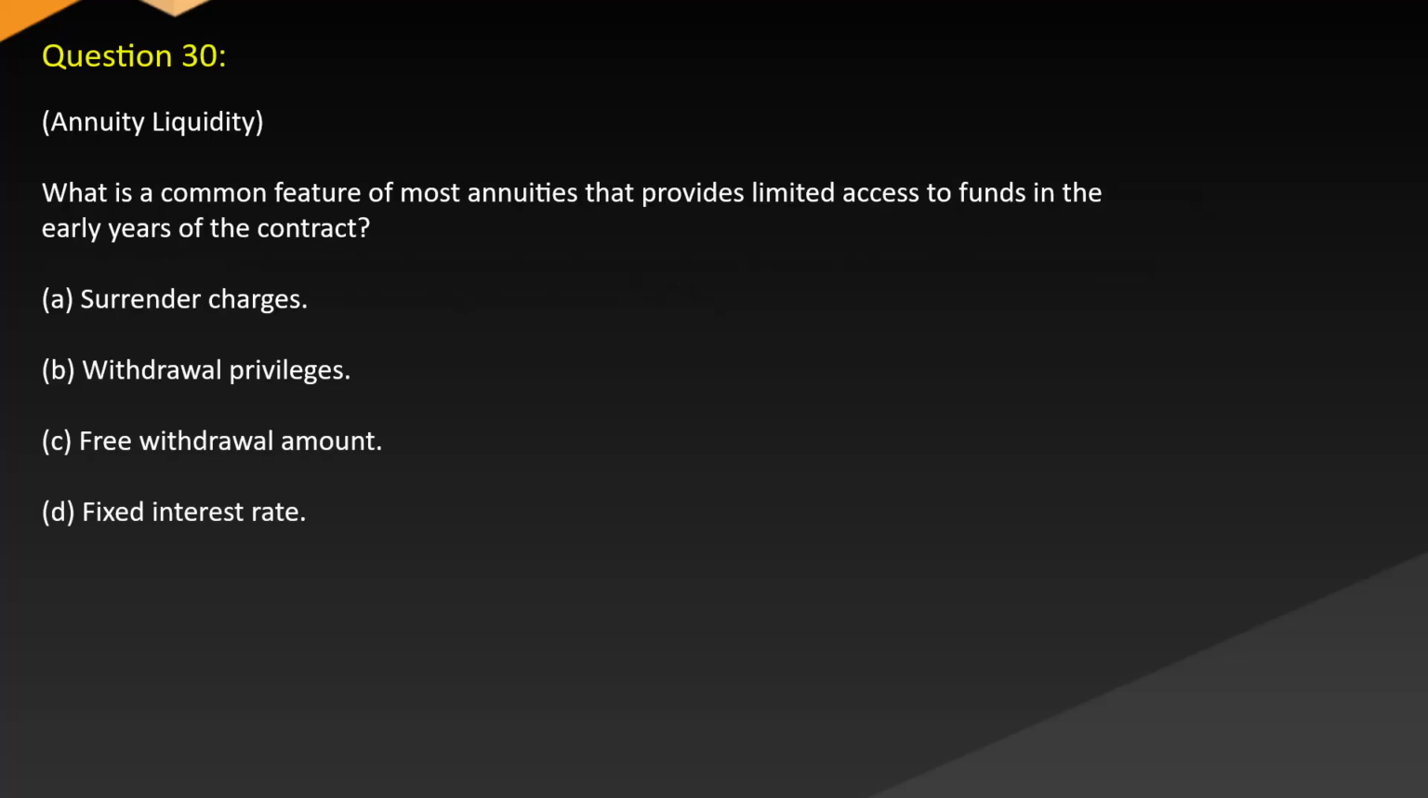Question 30. Annuity liquidity. What is a common feature of most annuities that provides limited access to funds in the early years of the contract? A. Surrender charges. B. Withdrawal privileges. C. Free withdrawal amount. D. Fixed interest rate.